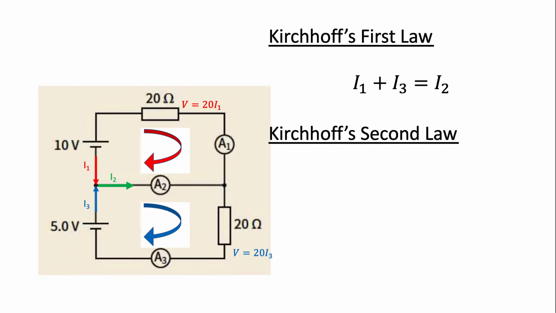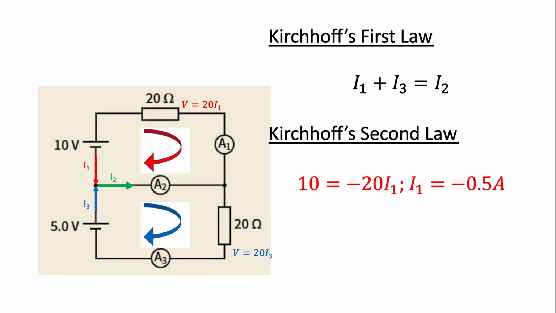Okay, what that means then is if I take the sum of the EMFs around this loop, there's only one, that's 10, is equal to the sum of the potential differences, again, there's only one. I'm going to have 10 is equal to minus 20 I1. In other words, I1 is equal to minus 0.5. Okay, so we've got a minus number there. Now, you might be a bit confused as to what a minus sign means in this case. We'll come to that in a second.